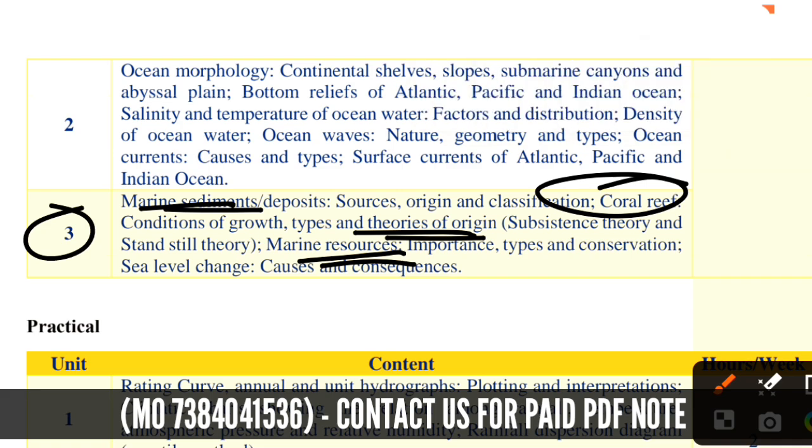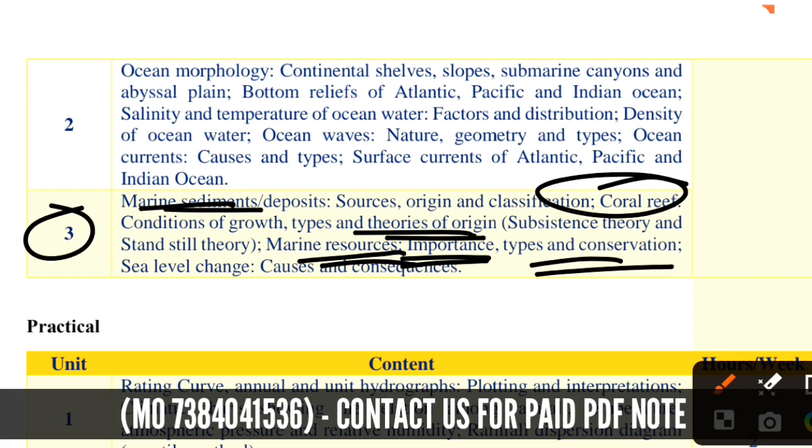Here you have to study three things. First, the importance of marine resources. Second, the different types of marine resources, and third, the conservation of marine resources. Conservation means the proper use and protection of these resources so that they are not destroyed or overused.